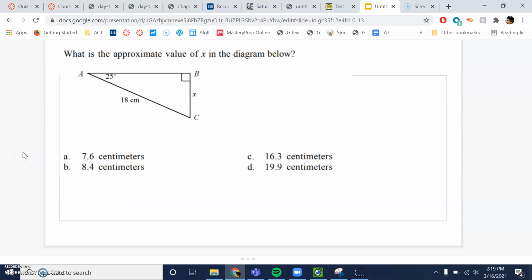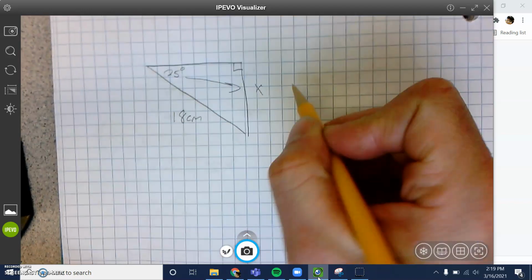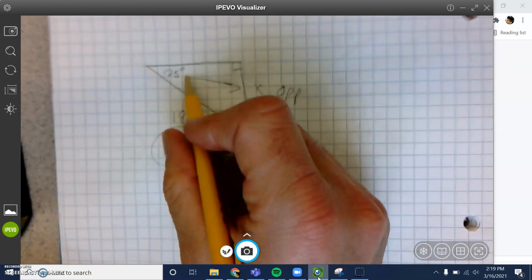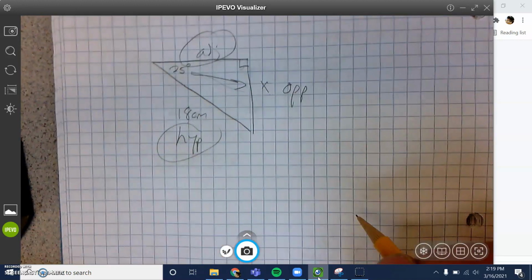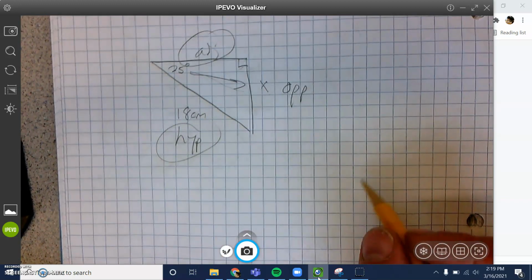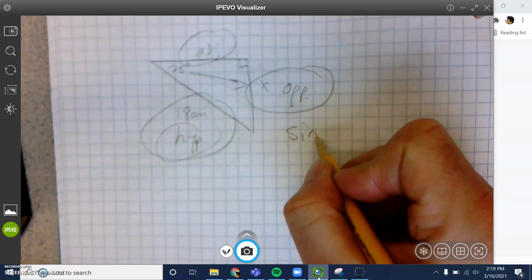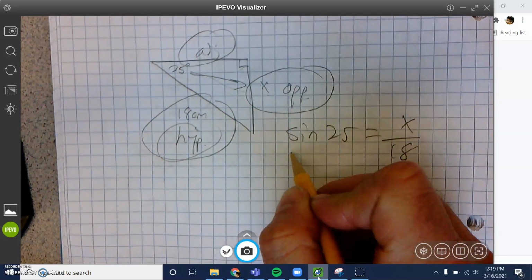Here we go. What's the answer? A, B, C, or D? Find x. Go. All right, let's see what we got. This side is the opposite, and this side is the hypotenuse because it's opposite the right angle. I draw an arrow straight across to the opposite side. This is the adjacent side, but the adjacent side has nothing. So I'm going to use sine, cosine, or tangent. Yep, sine, because you have opposite and hypotenuse. So sine of 25 equals opposite x over hypotenuse 18.